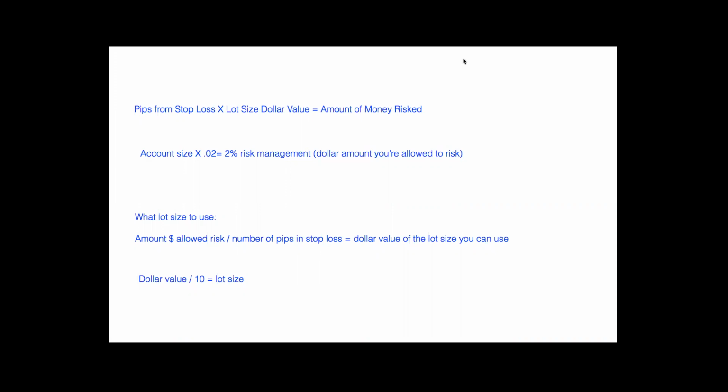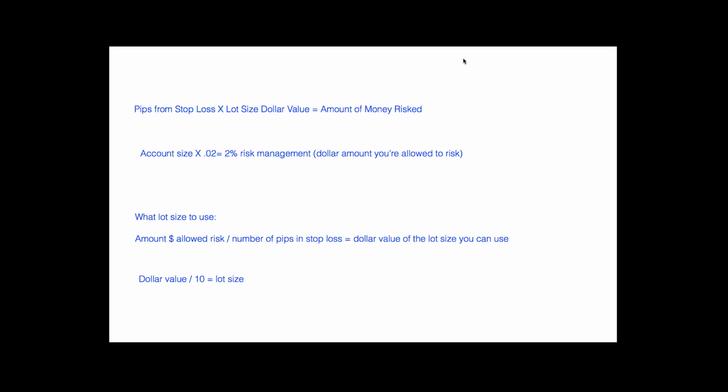So the first thing that you need to figure out is what 2% risk management of your account is. That's that second formula I have listed up there. How you figure that out is you take your account size times 0.02, and that equals the dollar amount that you are allowed to risk per trade, still using my 2% risk management rule.